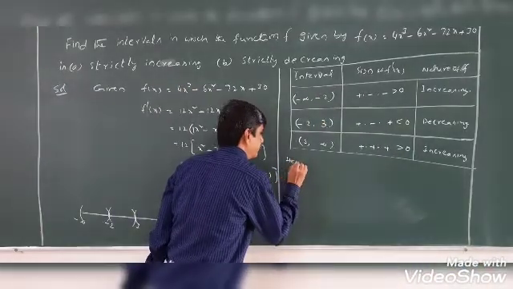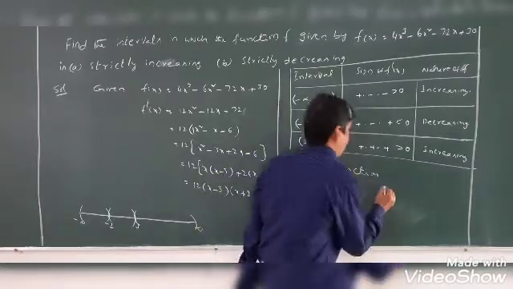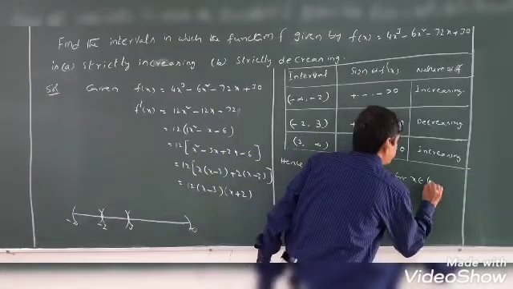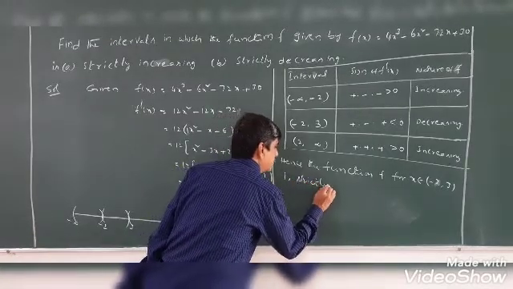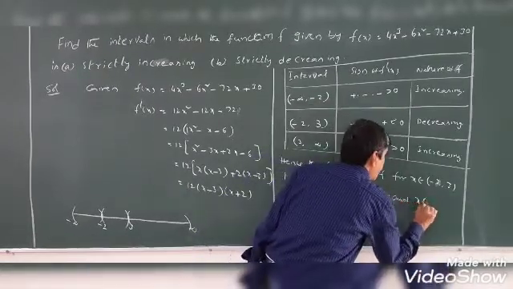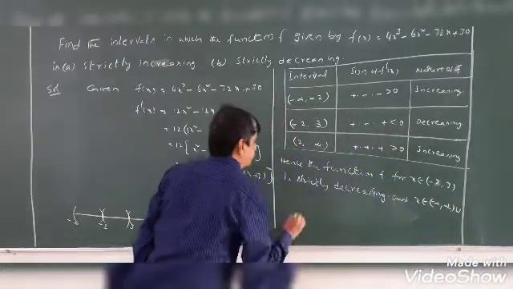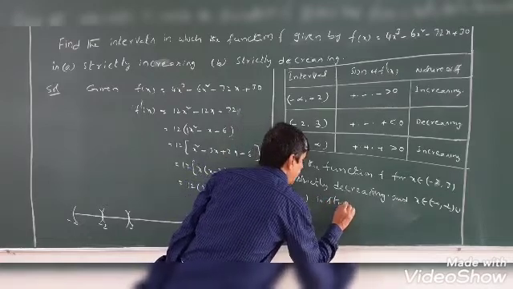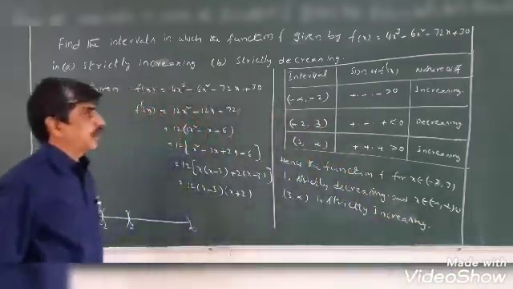Hence, the given function f for x belongs to minus 2 to 3 is strictly decreasing, and for x belongs to minus infinite to minus 2 union open interval 3 to infinite is strictly increasing. Conclude like this.